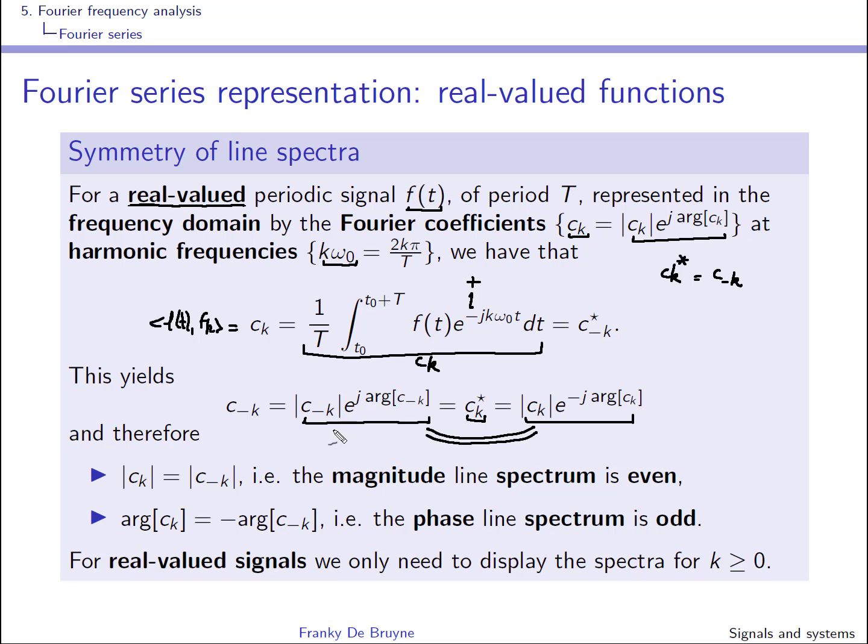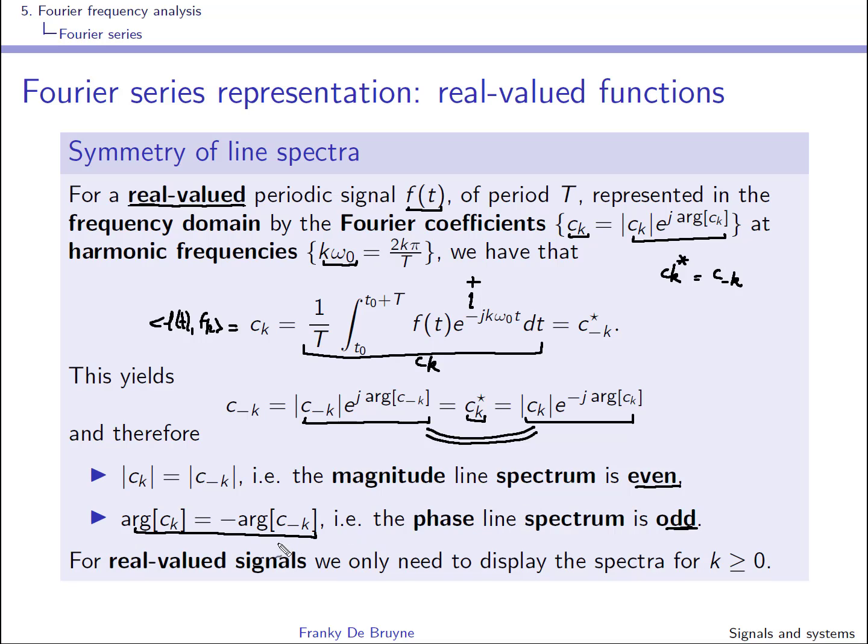Okay, so what do we see? Obviously the two modulus must be exactly the same, so we have that the modulus of ck is equal to the modulus of c minus k, but this means that the magnitude line spectrum is even. And we see here that the argument of c minus k is equal to minus the argument of ck. So we have this relation over here, and this means that the phase line spectrum is odd.